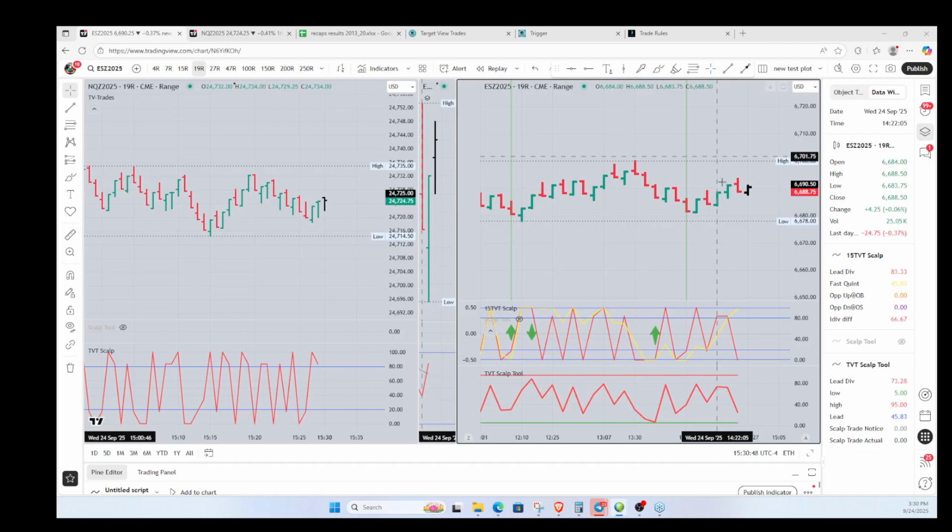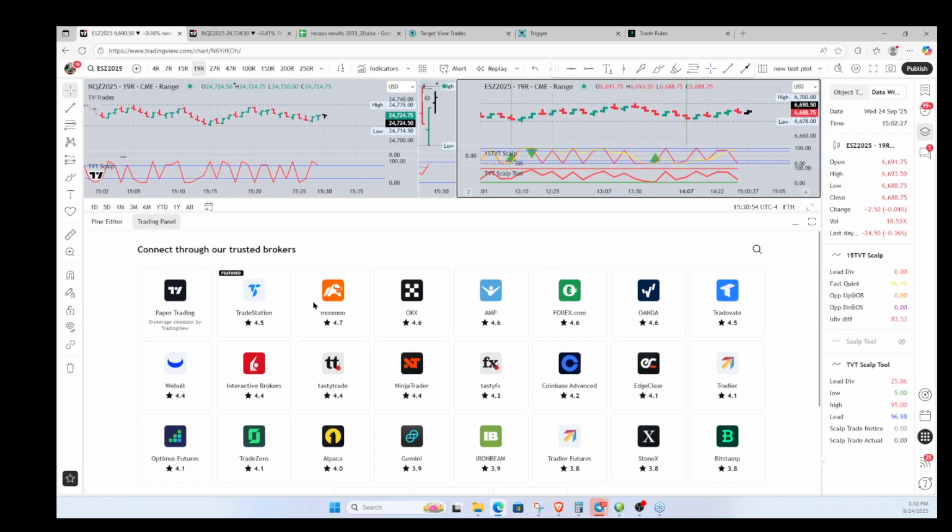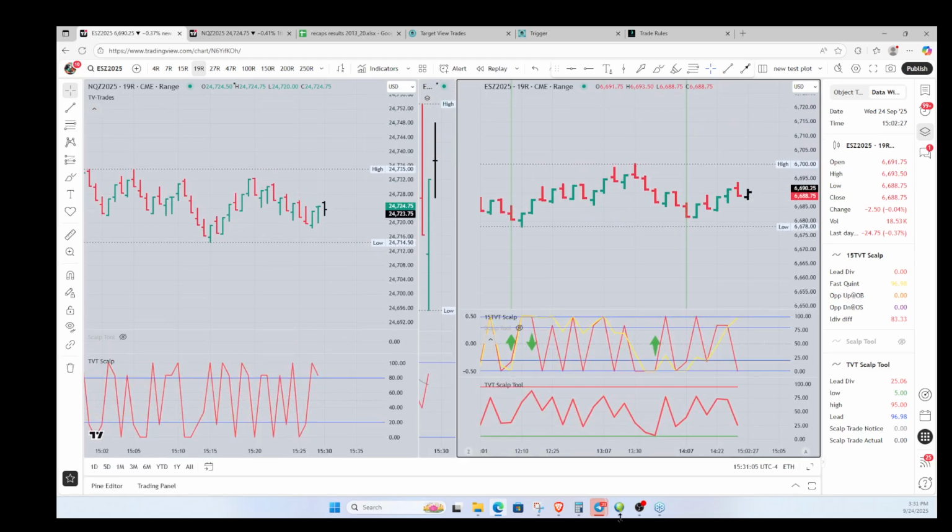But you can hook directly up to StoneX. They're one of the third-party vendors down here. If you go down here in the trading panel, they actually own like 3 or 4 of these different companies down here. This one right here is mine. But they own that one. They own like 3 other ones in here too. You can trade wherever you want.